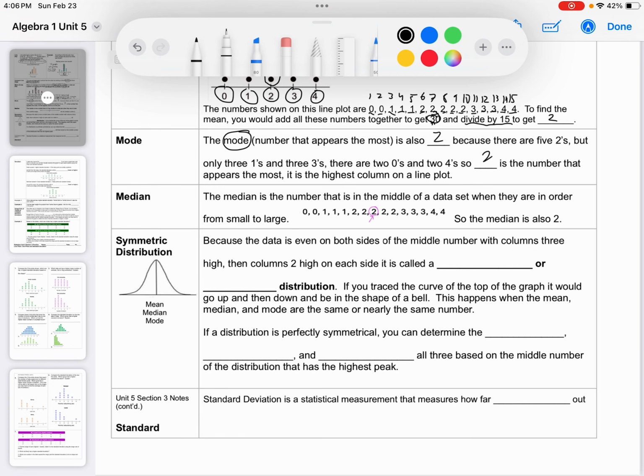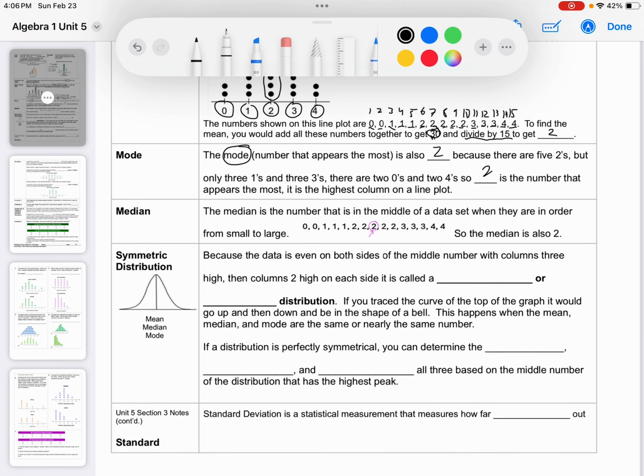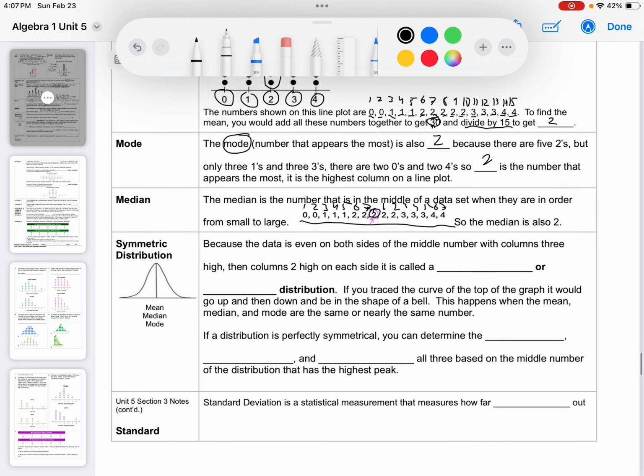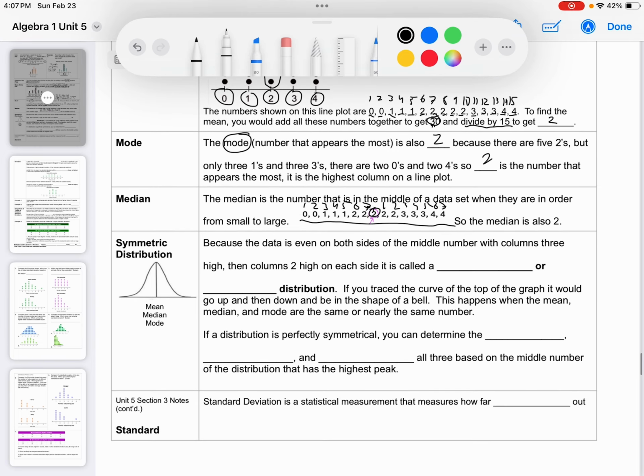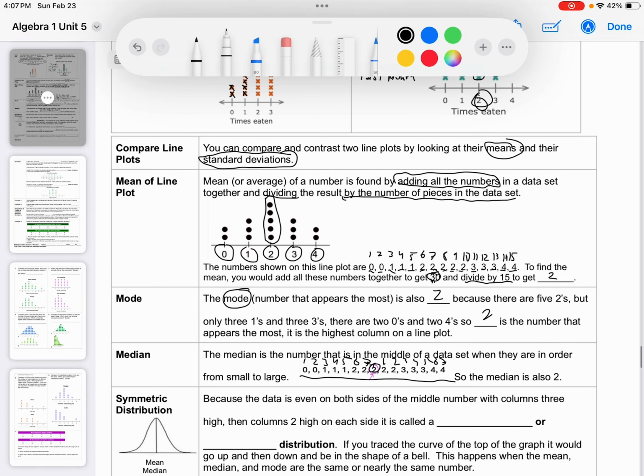To find the median, again, it's the middle number. So if you look at all the numbers that we have, if we have 15, I'd have 1, 2, 3, 4, 5, 6, 7 over here, and 1, 2, 3, 4, 5, 6, 7 over here. So yes, this is the middle number, which is 2. So the median would be 2. So those are some different things that we can find from a dot plot or a line plot.